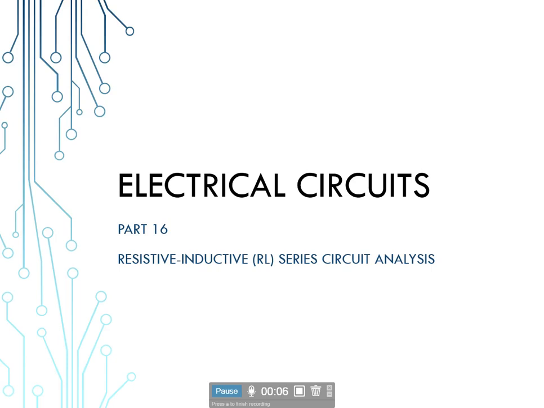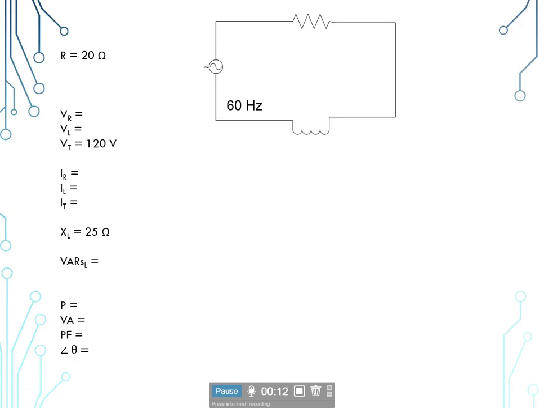We'll be discussing resistive inductive, or RL, series circuit analysis. As you see in the schematic here, we have a series circuit. If we start off from our power source, we have one path all the way through the resistor, one path. We continue with one path through the inductor, one path full circle back to our AC power source.